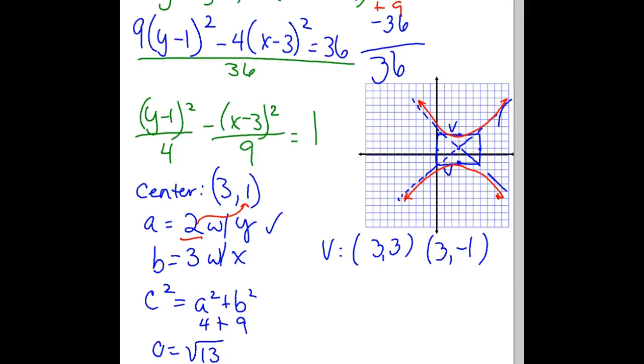So from my center up 3, somewhere between 3 and 4 would be a focus, and then down between 3 and 4 would be the other focus. But to get the exact coordinates of those, I'm adjusting which coordinate? The x or the y? I'm changing my y, right? From my center point, I went up and down how much? Square root of 13. So from my center point, which was 3, 1, I'm adding and subtracting the square root of 13 to my y coordinate.